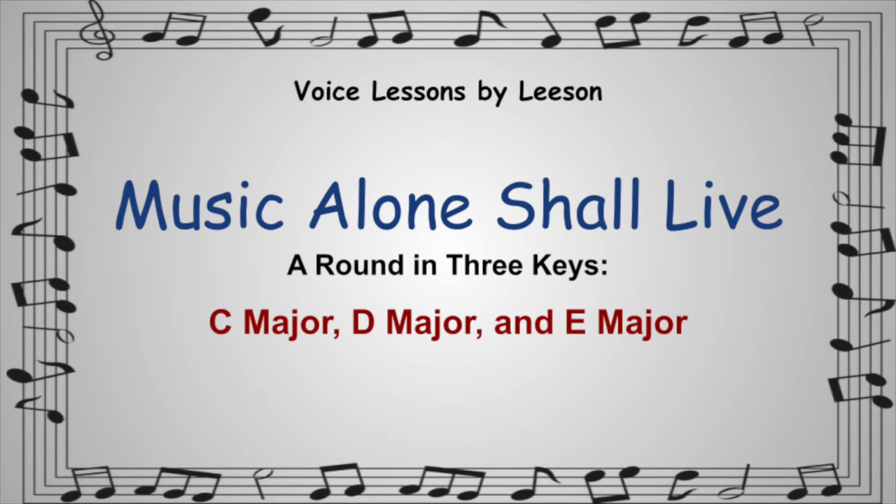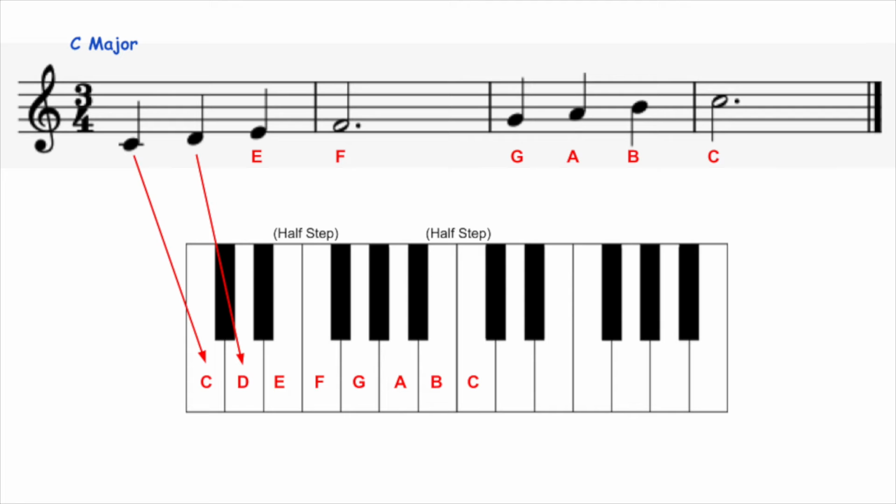Music alone shall live, around in 3 keys, C major, D major, and E major. If a song is in a particular key, that means that most of the notes in the song are going to come from a scale starting on that letter name. So if the song is in C major, the notes will come from the C major scale, which we know from lesson 3.